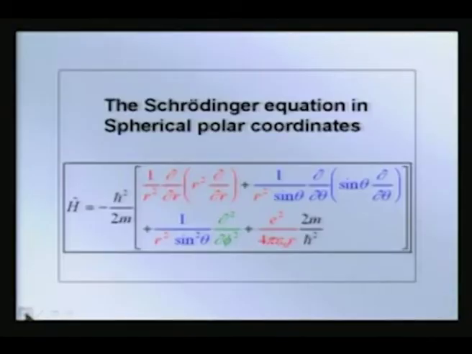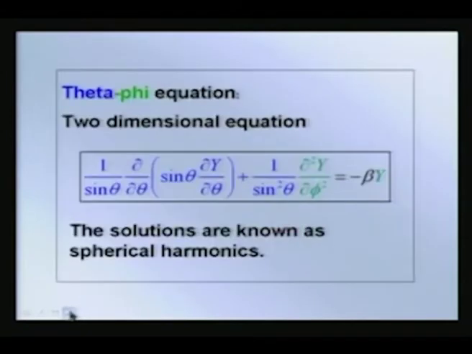Let's go back and look at the slide. When you separate this out into a radial part and an angular part, the corresponding angular equation that one needs to solve is given by the theta phi equation. I shall leave this as an exercise for some of you to do. The two-dimensional theta phi equation is now written in terms of 1 by sin theta dou by dou theta sin theta dou Y by dou theta. Y is the solution that we are looking for. It is a function of theta and phi.